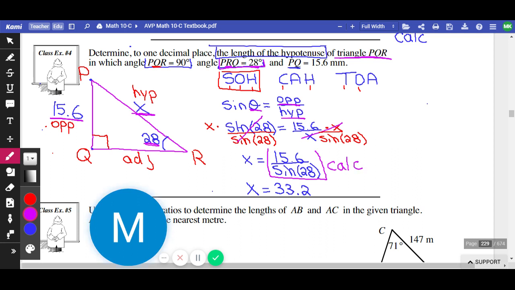When you do put that in your calculator, you should have got 33.2288497. You want to round to the nearest first decimal place. 33.22 would round to 33.2. That'd be my answer. Fantastic. I think we're feeling good with trig.